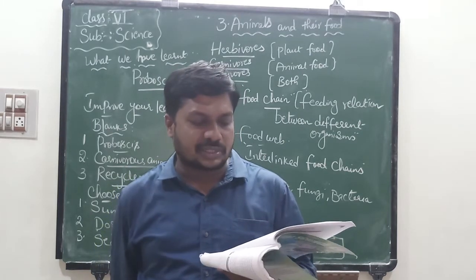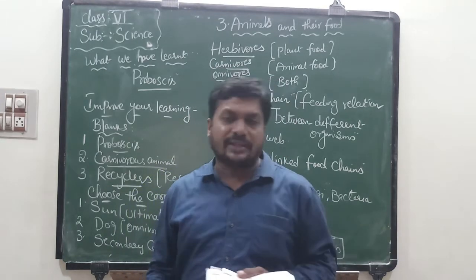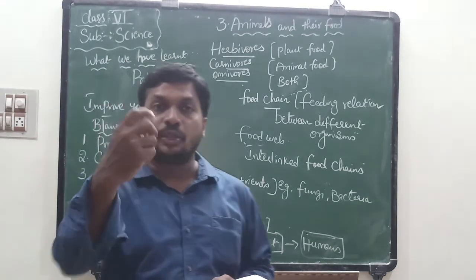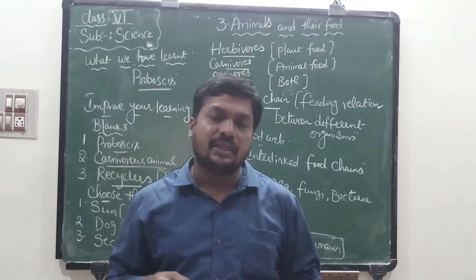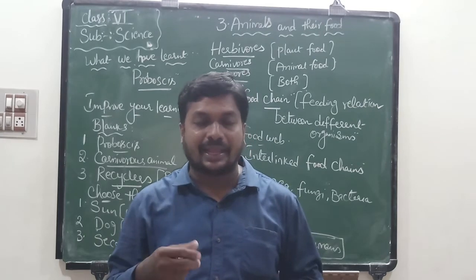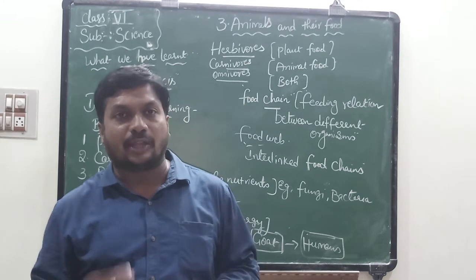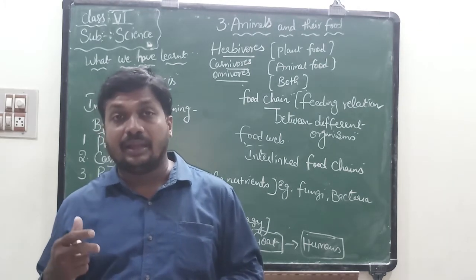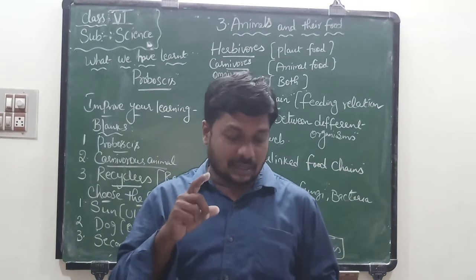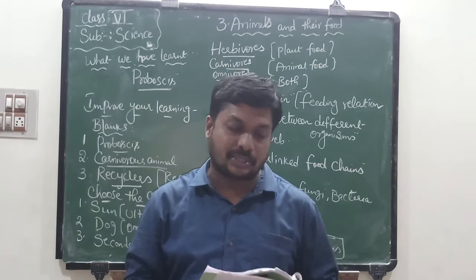Names of animals which use tongue as a tool for taking food. For example, if you take lizard, lizard will use tongue to catch the prey. Prey means killed animal. Predator means killing animal. So, for example, if you take dog and lizard and frog, they use tongue to catch the prey or other animals.